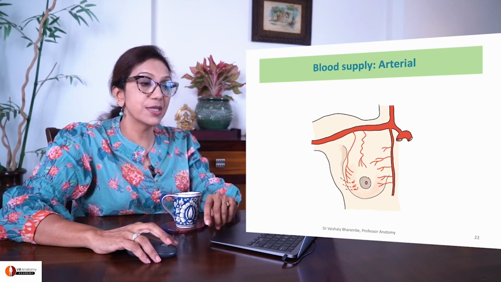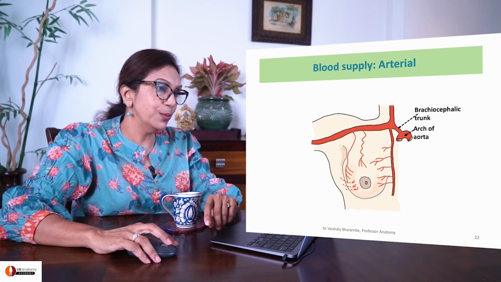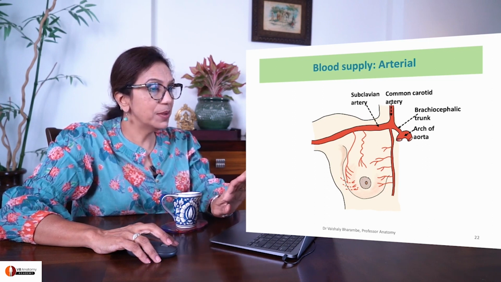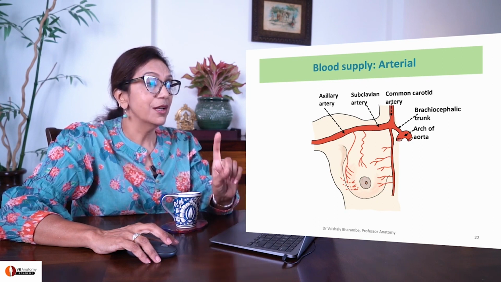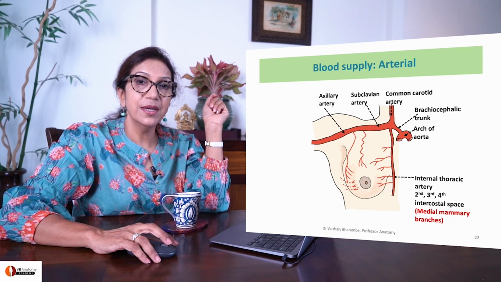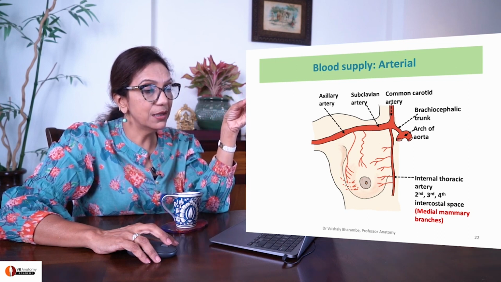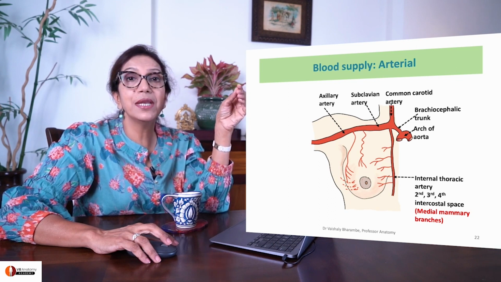What are these branches? This is the aorta, which is giving out the brachiocephalic trunk, which is dividing into the common carotid artery and the subclavian artery. I'm sure you know that. The subclavian continues into the upper limb as the axillary artery. The first branch of the subclavian, the internal thoracic artery, gives rise to perforating branches in the second, third and fourth intercostal space, which give rise to medial mammary branches.